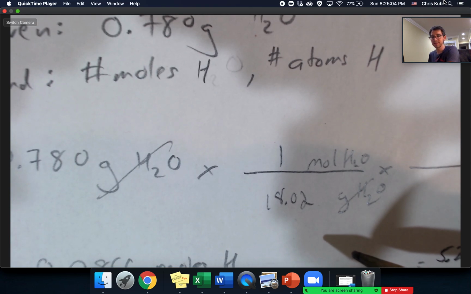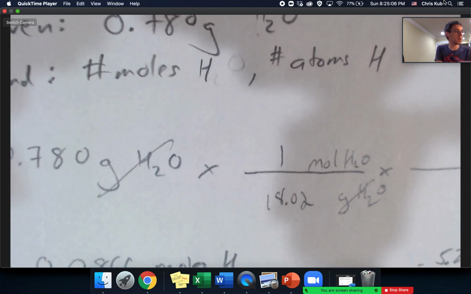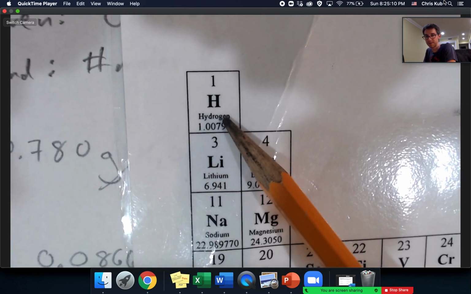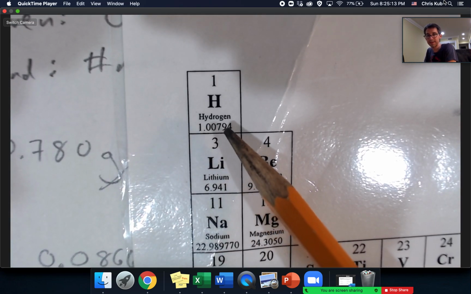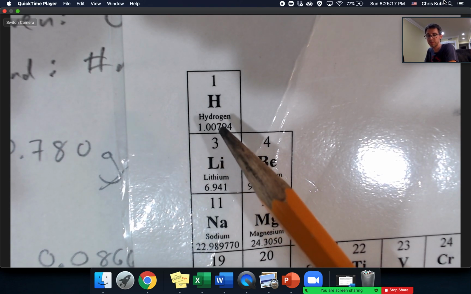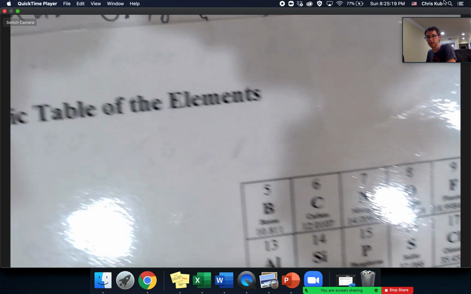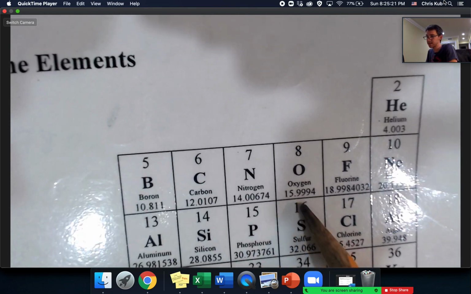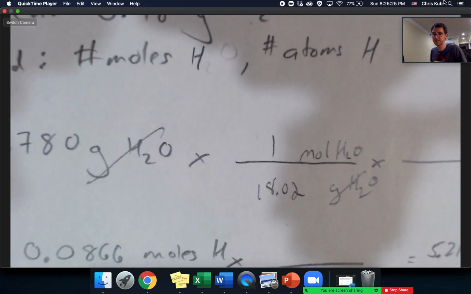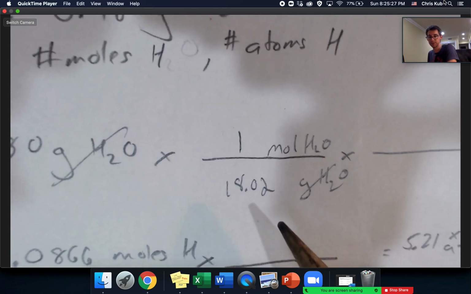You can see this because on the periodic table, you've got the molar mass of hydrogen, it's 1.01. So there's 2 hydrogens, so there's 2 times 1.01. And then also the molar mass of oxygen is 16.00, so add that to 2.02, and you get the molar mass of water is 18.02 grams.